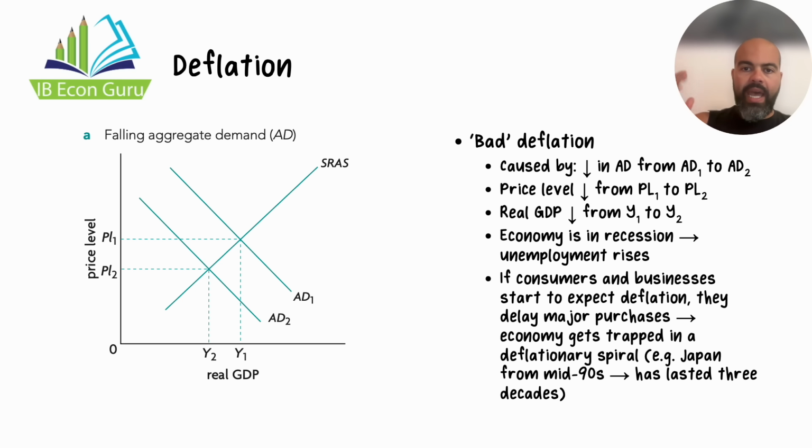Anybody that wants to buy a TV, a car, a new house starts to delay, because they're expecting things to get cheaper over time. They delay major purchases. And this can trap the economy in what we call a deflationary spiral. An example of this is Japan from the mid 90s. Up until recently, Japan has been suffering from deflation that has been really hard to shake off, and it has lasted about 3 decades. So this is the diagram for what we call bad deflation.